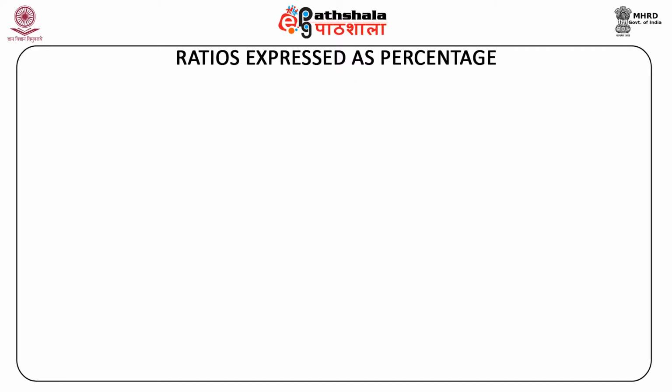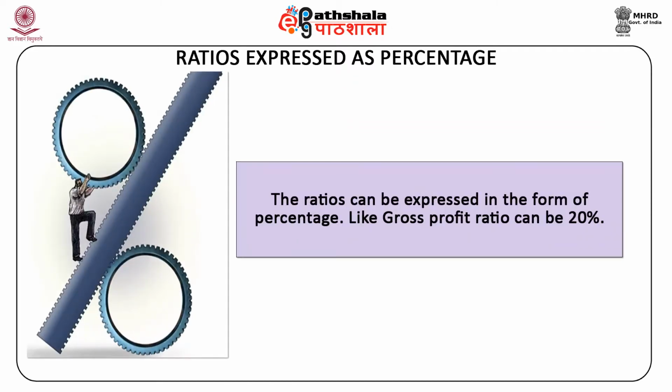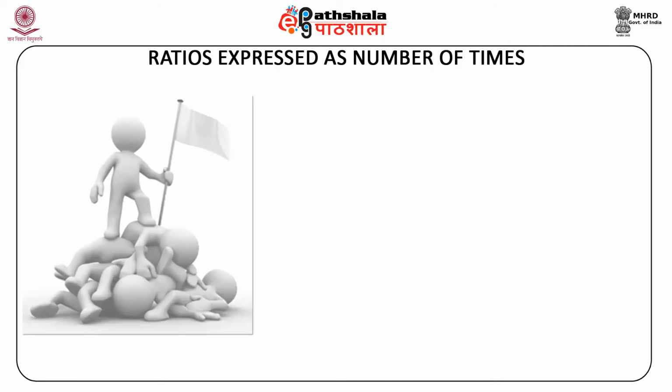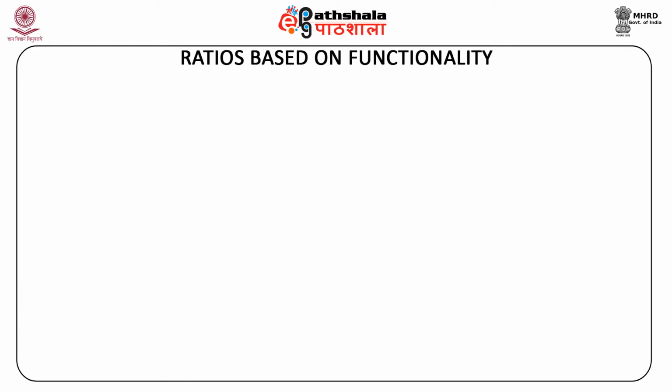Ratios expressed as percentage. The ratios can be expressed in the form of percentage, like gross profit ratio can be 20%. Ratios expressed as number of times. The ratios can also be expressed as number of times. The example of this type of ratios is majorly turnover ratios, like inventory turnover ratio can be 6 or 7 times.